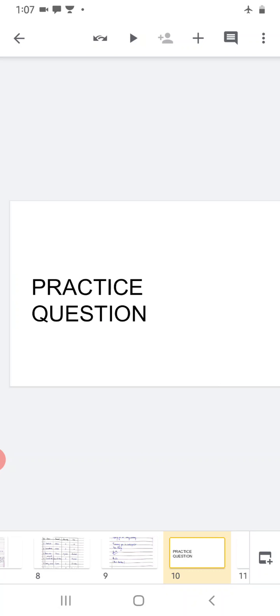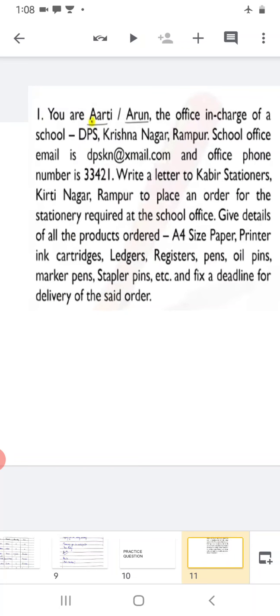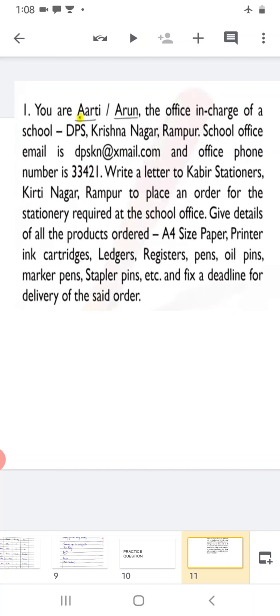Now let us have one question to practice. You are going to write down this sample letter in your notebooks, and after that also attempt this question for writing it down, and for a practice of placing order letter. You are Aarti or Arun, the office in charge of a school, DPS Krishnanagar, Rampur. School office email is so and so, and the office phone number is 33421. Write a letter to Kabir Stationers. So don't forget to mention it.